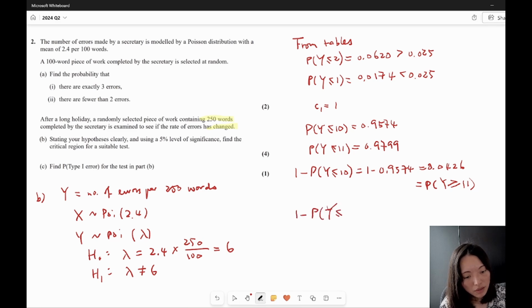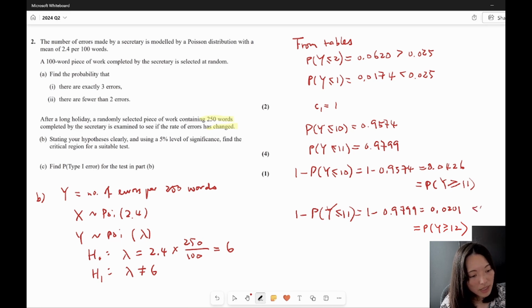Similarly, looking at the tables, 0.9799 gives us 1 minus 0.9799, which is 0.0201. This is the same as the probability of Y being greater than or equal to 12. So this is less than 0.025, and therefore C2 is 12. Therefore, the critical region is simply Y less than or equal to 1 or Y greater than or equal to 12.